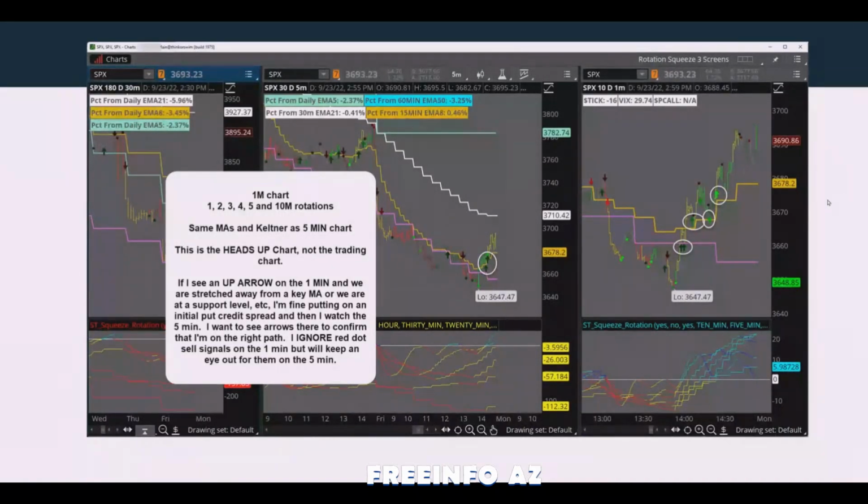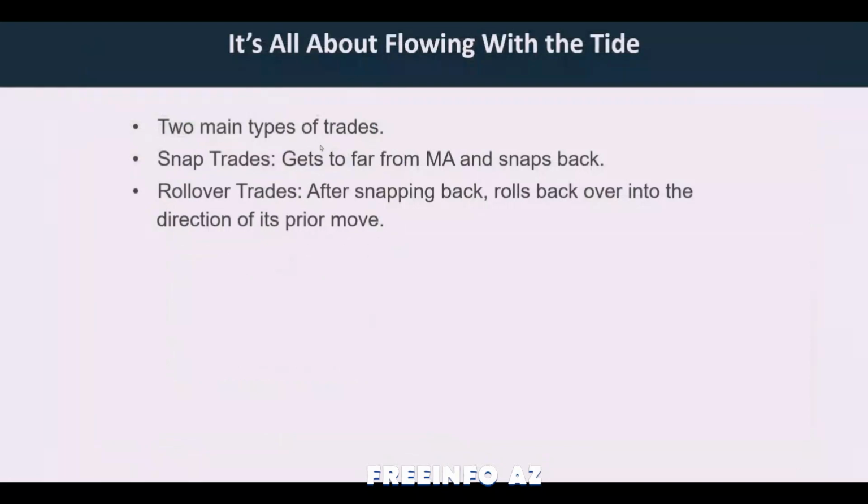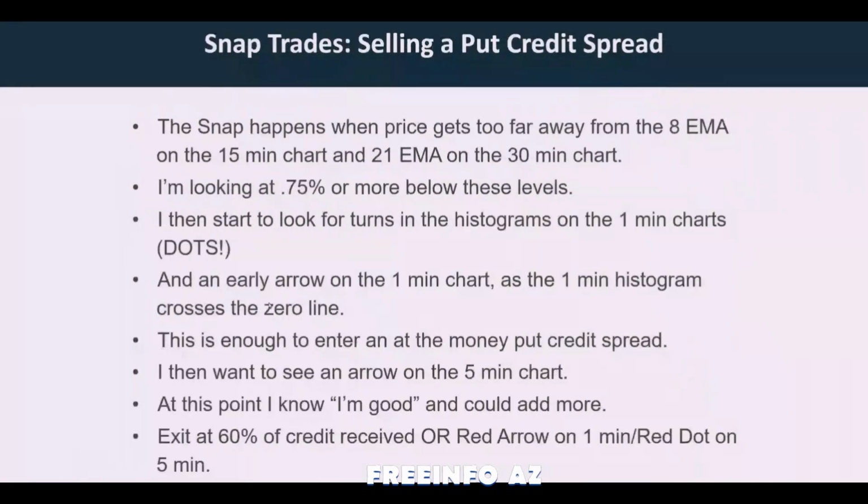So the two main types of trades here, right? There's snap trades. The snap trades are when you get too far away from the moving average and you're looking for a snap back. And then rollover trades, where after snapping back, it rolls over into the direction of its prior move, right? And those are the two main trades. So here's an example of a snap trade, and we'd be selling a put credit spread. The snap happens when price gets too far away from the 8 EMA on the 15-minute chart and or the 21 EMA on the 30-minute chart.